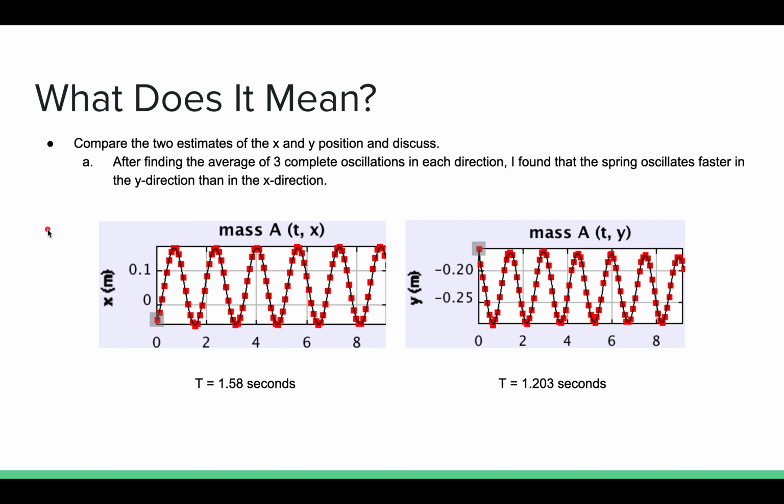Next, we have to compare the two estimates of the period of oscillation for both the y and x position. I estimated the period of oscillation for both the x and y by finding the average of 3 complete oscillations. This value shows that it takes roughly 0.4 seconds longer for the complete oscillation in the x direction than in the y direction. This shows that there is more motion in the y direction than in the x direction, which makes sense because there are more forces acting in the y direction, such as the spring and gravitational force, whereas the x direction only has a spring force.